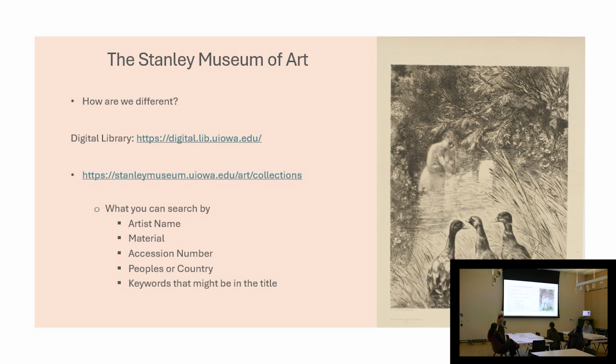So I already talked a little bit about how seeing things in the museum is different. I want you to keep this in mind whenever we're searching the database. You can search by several things: the artist name, material, accession number. In a museum, all the objects are organized by this thing called an accession number, which is basically the year that it was accessioned into the collection and the number that it was accessioned in.